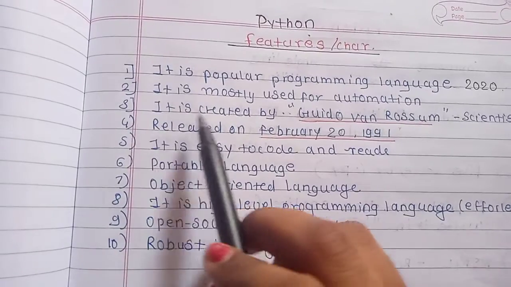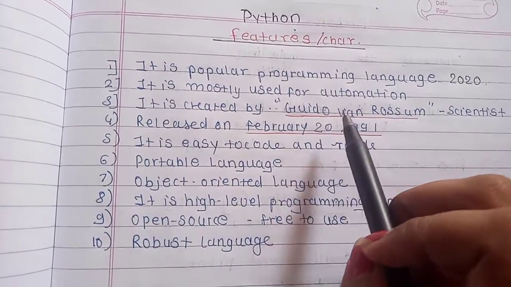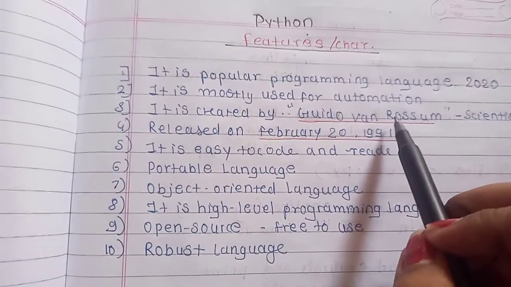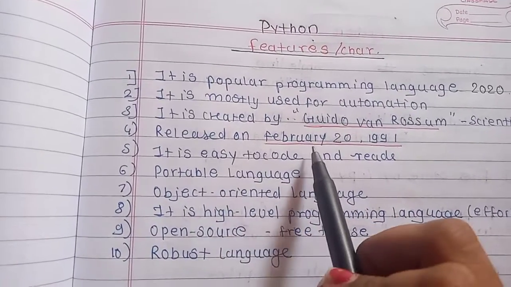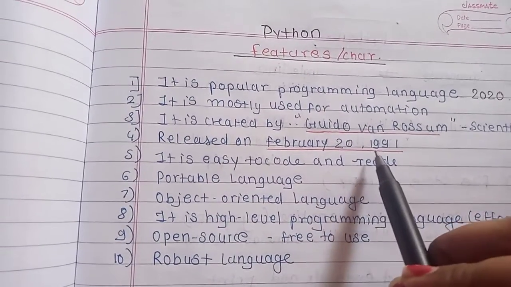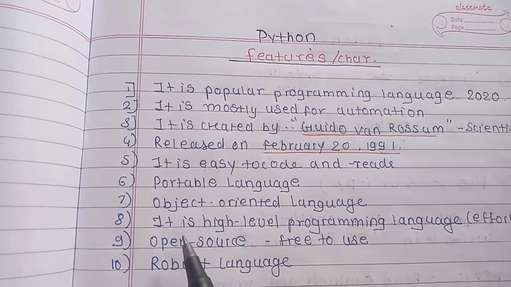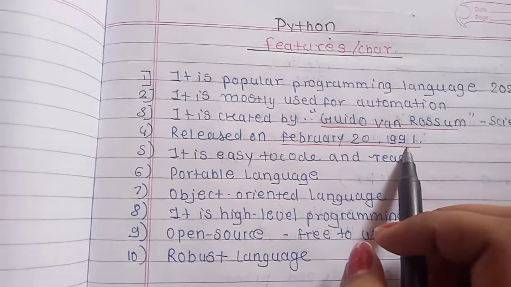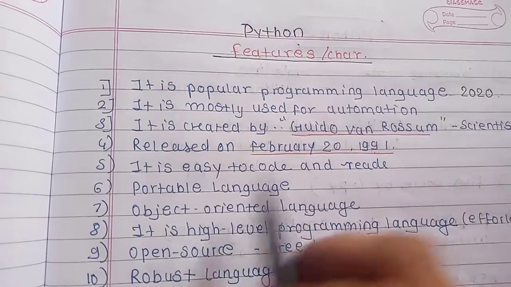So third point is it is created by Guido van Rossum. This is the name of a scientist who invented this language, and it was first released on February 20 in the year 1991. Okay, so remember this year for the Python. 1991, Python was released on February 20.